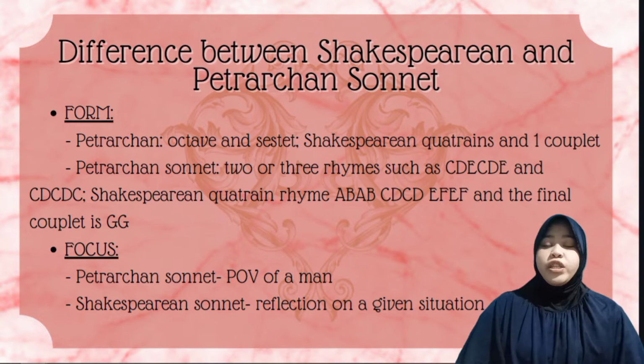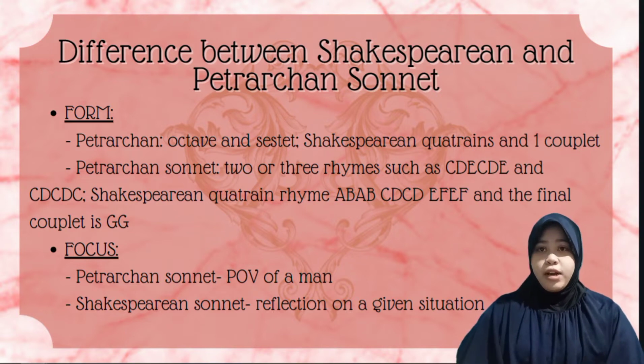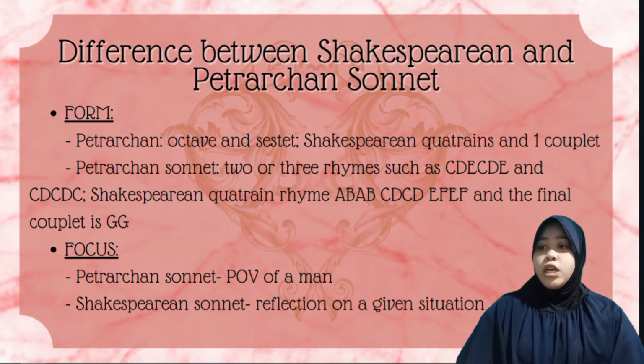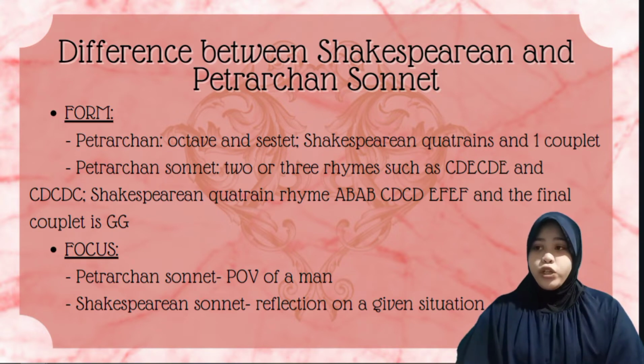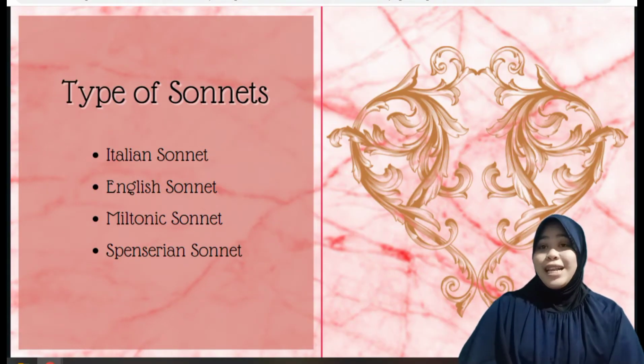They are also different in terms of their focus. A Petrarchan sonnet is traditionally written from the point of view of a man longing for a woman to reciprocate his love. And a Shakespearean sonnet commonly uses the 3 quatrains to reflect on a given situation. And now let us talk about the 4 types of sonnet, starting with the Italian sonnet.